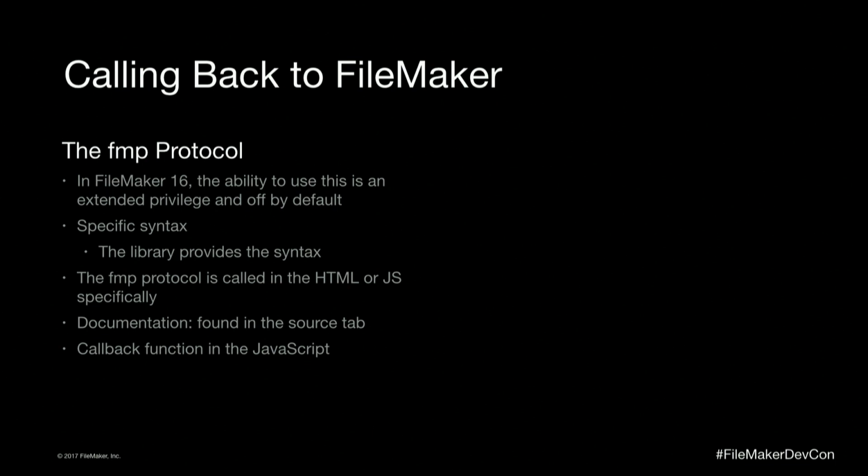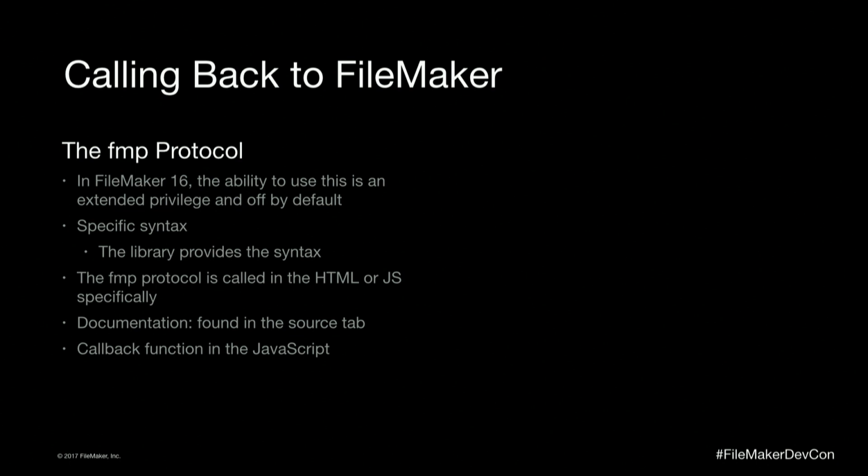The FMP protocol is called in the HTML or in the CSS specifically. So in that function that would flip the card, I also have a little line of code that calls back to FileMaker and tells it to do something. Again, there's documentation found in the source tab. Tony White has a great infographic on it that you can download and paste to your wall. I actually did that for many years. And callback functions in JavaScript: there are a lot of functions, and some of them are specifically called callbacks because they call back and do something, and we're going to take advantage of that in a minute.